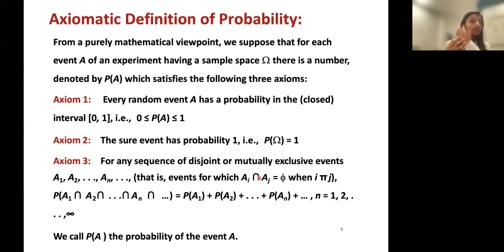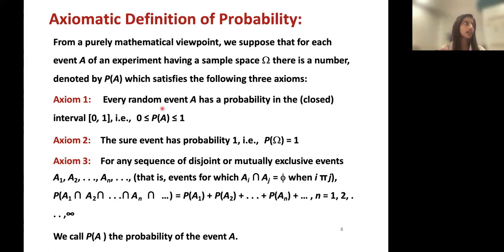This is from a purely mathematical point of view. We suppose that for each event A of an experiment with a sample space omega, there is a number denoted by probability of A. This probability of A has to satisfy these three rules. Axiom 1 is: every random event A has a probability within 0 to 1. So you have never seen a probability of 2.